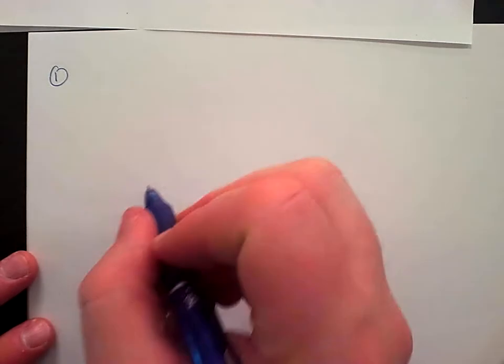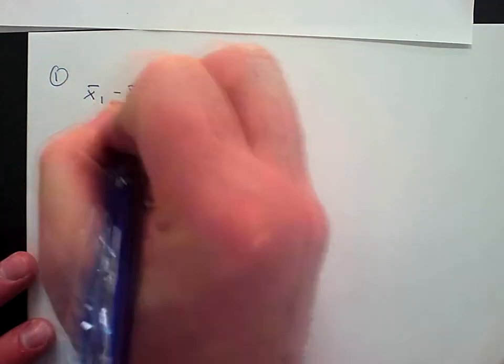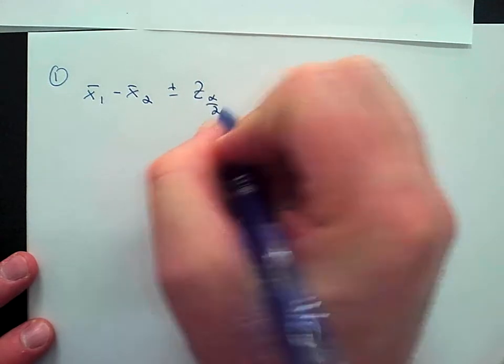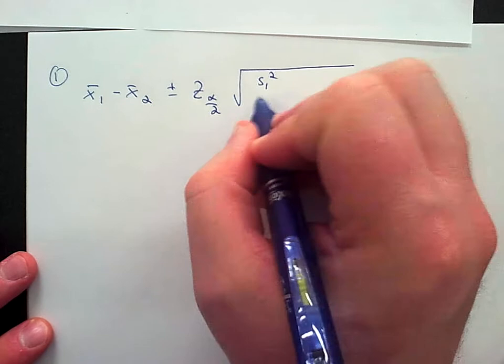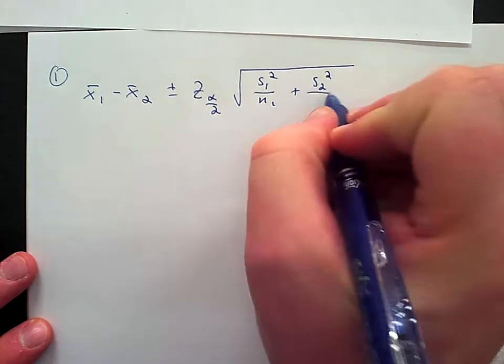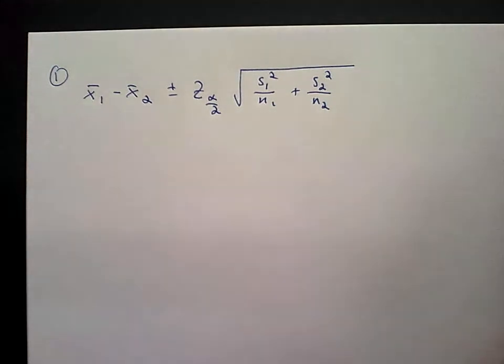So let's do it. I'm going to say that this is question number 1. The formula that we said we were going to use is x bar 1 minus x bar 2, so I'm just copying this down from the formula sheet, plus or minus z sub alpha divided by 2 times the square root of s1 squared over n1 plus s2 squared over n2. Is everybody good with where I'm getting this formula from? All right, so let's go ahead and plug in these numbers then.